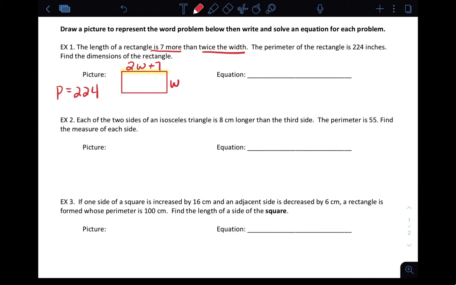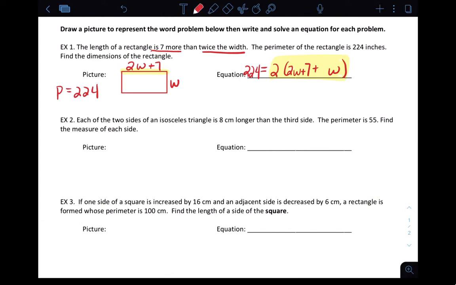So when I set up my equation, I'm going to use the formula P equals 2 times length plus width. And I'm going to substitute in all the parts that it gives me. I do have a perimeter, which is 224, and I do have a length, which is 2W plus 7. This is a good equation, but if I want to go ahead and clean it up just a little bit, I'll go ahead and do that. In other words, I want to look at this right side of the equation, and I want to see if I can simplify that by order of operations.